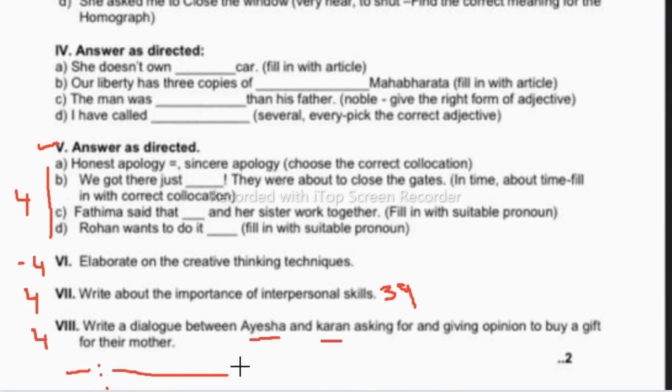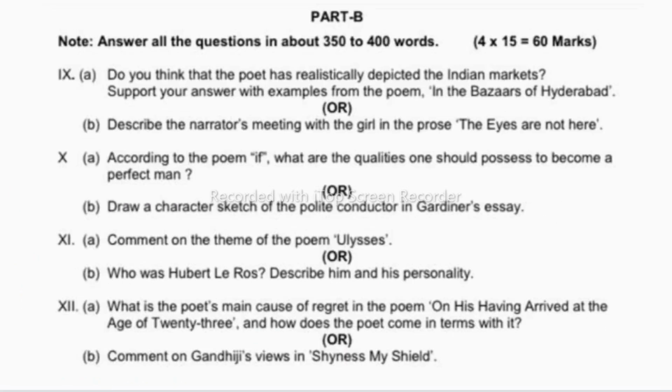And you have to write greetings. At the last you have to give a farewell, like thank you and all. This is all about part A. Now let's move to part B. So now let's see part B, how you have to attempt this bit.